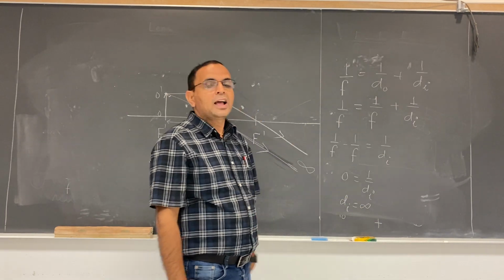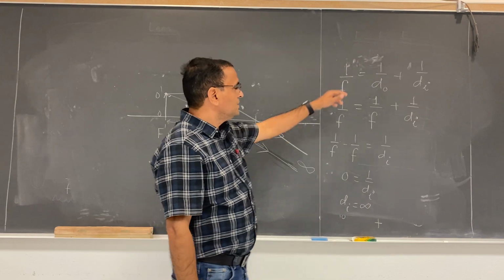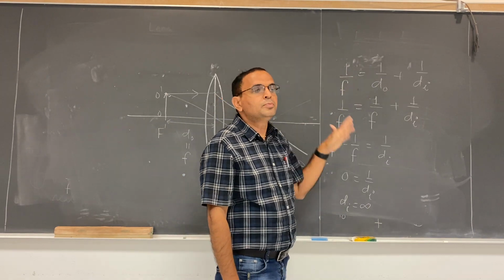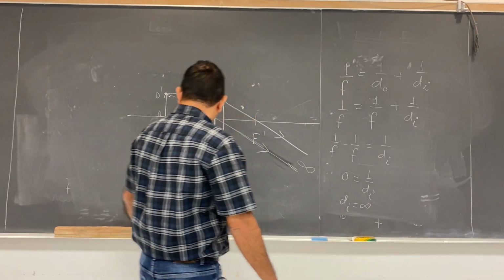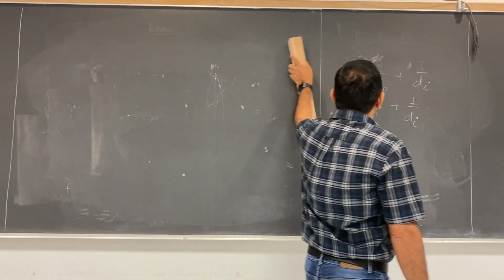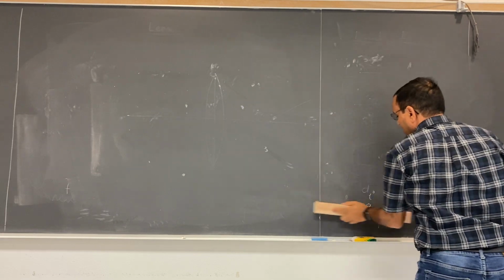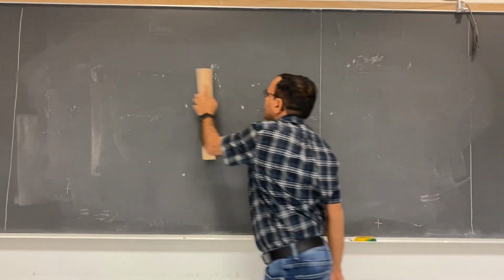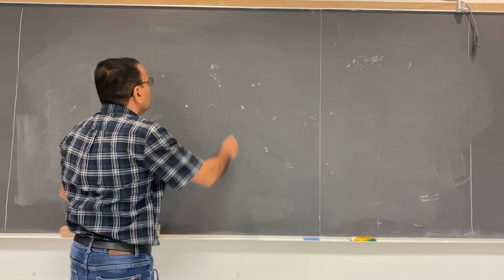Okay, so you can draw the ray diagram easily. Even if you need help, you can use this equation. At any position you can draw the ray diagram. Okay, similar to this, if you want to draw a ray diagram on a concave lens.